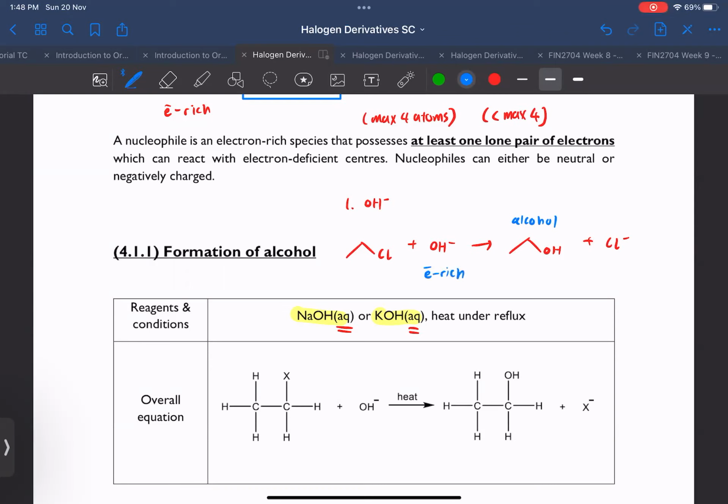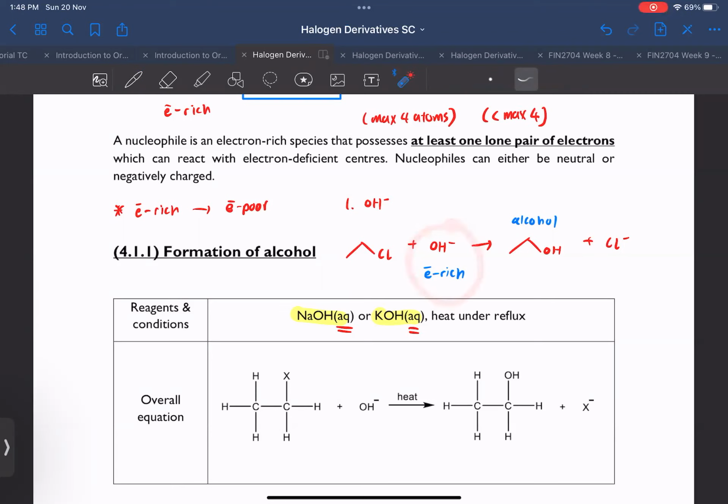OH- is a nucleophile. It is electron rich. Now remember, guys, what's the movement of electrons? Is it from rich to poor or is it from poor to rich? Okay, how is electron movement like? Rich to poor. Yes. It is always from rich to poor. Now this is important because later on we'll be looking at mechanism drawing.